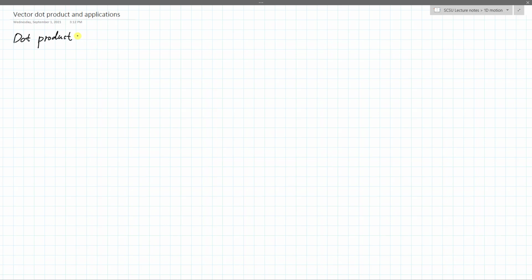So basically, a dot product just involves two vectors. Let's assume there are vectors A and B. To perform a dot product, we put a center dot here. So that's a dot product, and this product produces a resultant scalar.